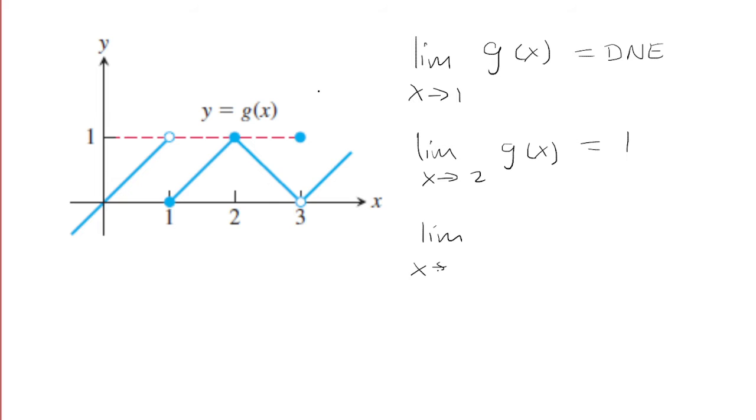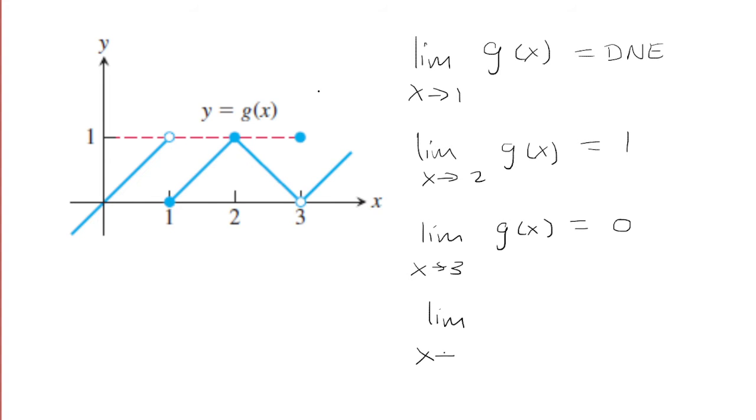Now let's approach x equals 3. So from the left, we come down to x equals 3. That approaches 0. And we come in from the right, that also approaches 0. So because the left hand and the right hand limit are both 0, we say that the limit is 0.